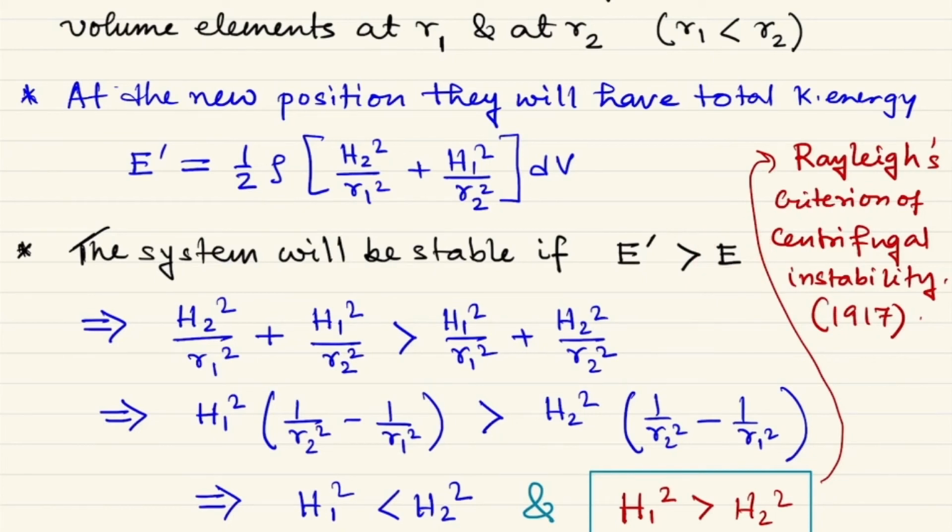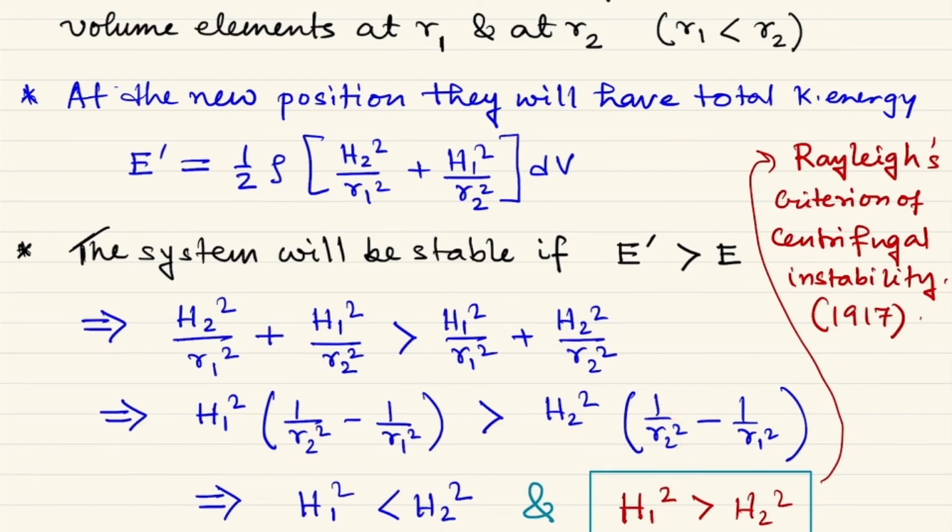And if that is true, then it is simply equivalent to writing h2 squared by r1 squared plus h1 squared by r2 squared is greater than h1 squared by r1 squared plus h2 squared by r2 squared. Then I take all the terms with h1 squared on one side and all the terms with h2 squared on the other side, and we have h1 squared times (1 by r2 squared minus 1 by r1 squared) is greater than h2 squared times (1 by r2 squared minus 1 by r1 squared).